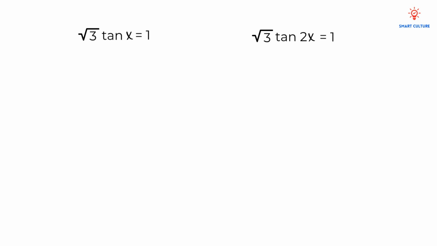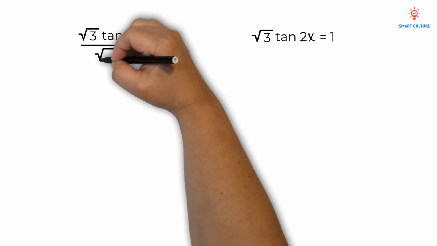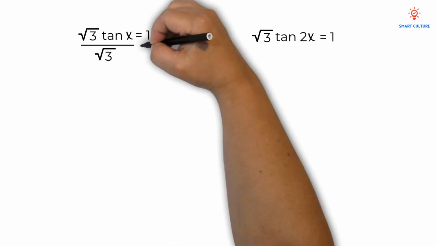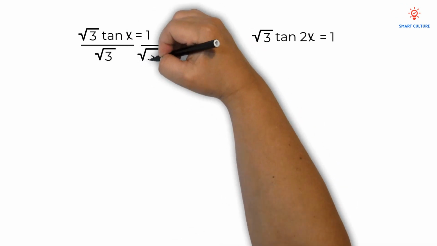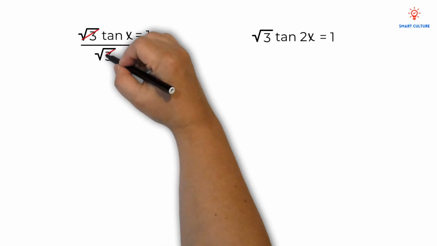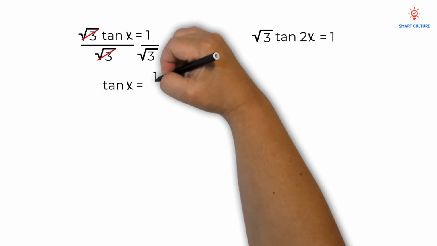Let's take a look at some example questions. What we have to do now is solve for x in the given equation using the properties of special triangles. Let's take a look at the first equation. Here we have the square root of 3 multiplied by the tangent of x is equal to 1. First we want to isolate the tangent of x, and we can do this by dividing both sides by the square root of 3. The square root of 3 above the line and below the line will cancel out. Then we have the tangent of x is equal to 1 over the square root of 3.